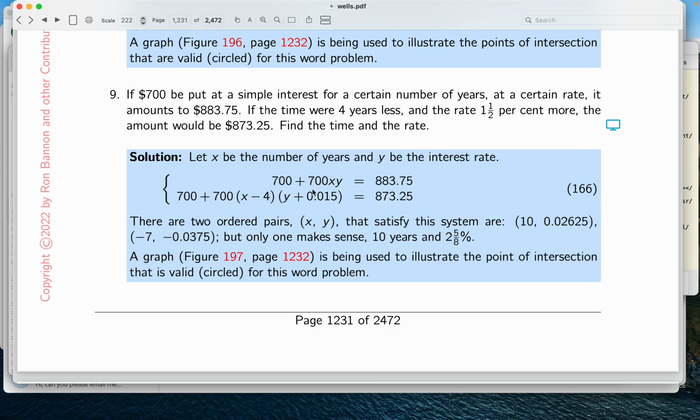All right, so this is the first thing I read. There's going to be money, $700, and $700 is gaining interest per year, and it's simple interest, right? It's not compound, just simple. So it's 700 times the number of years times the rate would be the amount of interest it's going to generate. Then the next sentence says if the time were 4 years less, well, I said time was X, so X minus 4 would be 4 years less. And if the interest rate is 1.5% more, I have to take the interest rate, which is Y, a decimal number, and add 1.5% to that. You should realize that 1.5% is 0.015.